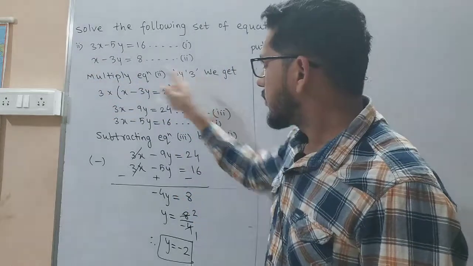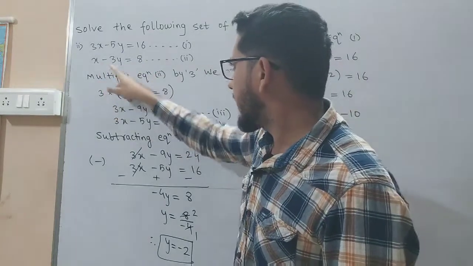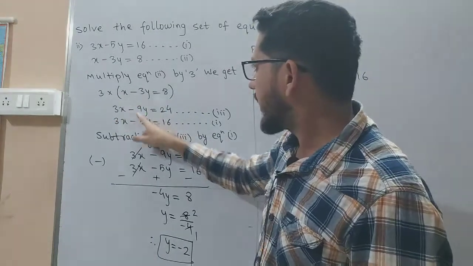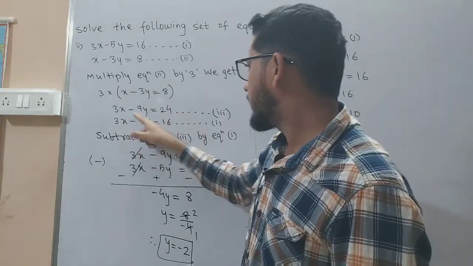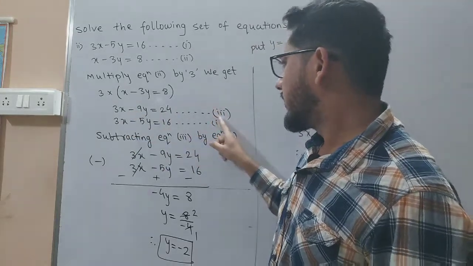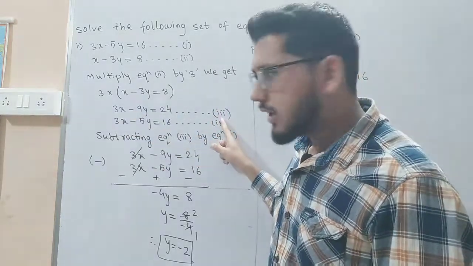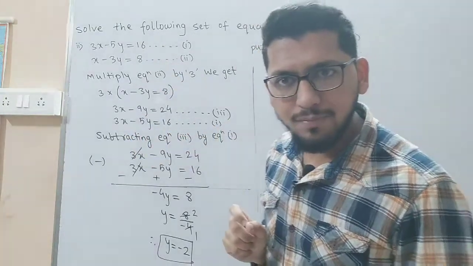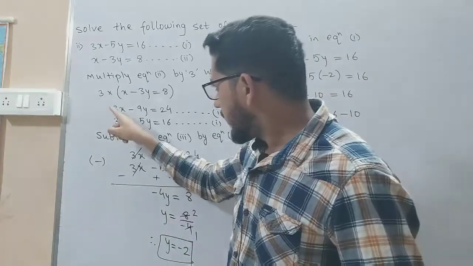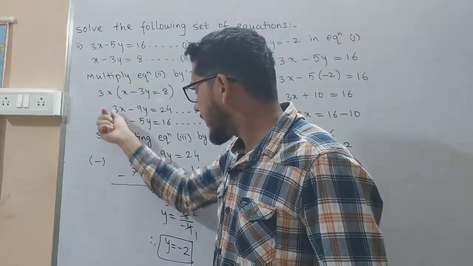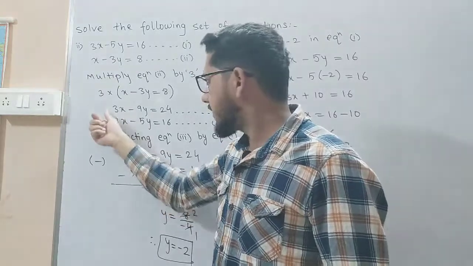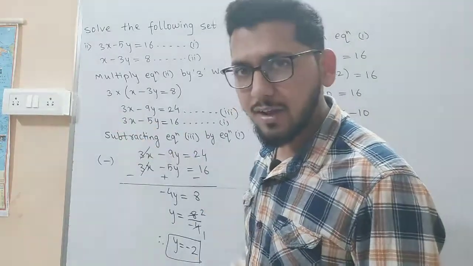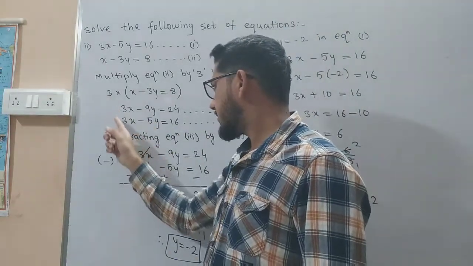We multiply this equation: 3 into bracket x minus 3y equal to 8. After that, 3 ones are 3x, 3 threes are 9y, 3 eights are 24. This is 3x minus 9y equal to 24. This is the new equation, call this equation number 3. And what is equation number 1? 3x minus 5y equal to 16. Call this equation number 1. You can see now both coefficients have the same number, 3x, and the signs are also the same. Signs are not visible, meaning both have a positive sign. So here it is 3x, here it is 3x, so plus 3x.